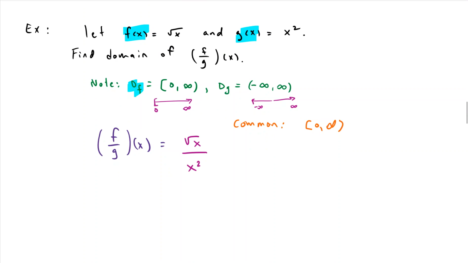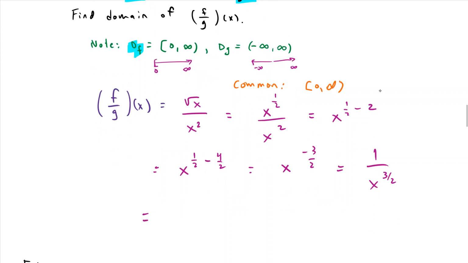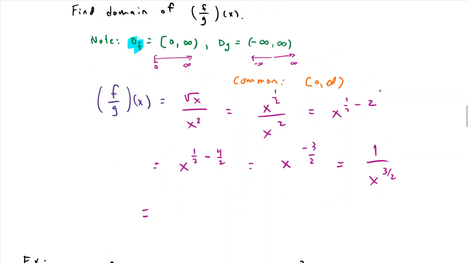We could probably play around with this a little more. Let's keep playing, actually. This is kind of a side note. We may not necessarily need to simplify this more, but let's do it. So we can keep going, and this is x to the 1/2 minus 2, which gives us x to the 1/2 minus 4 halves, which is x to the negative 3 halves, which is the same thing as 1 over x to the 3 halves. And if we rewrote that, we would have the square root of x cubed. So that's what our function is.